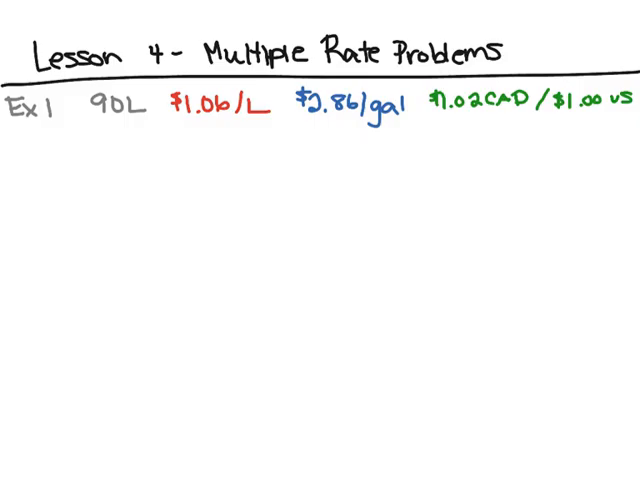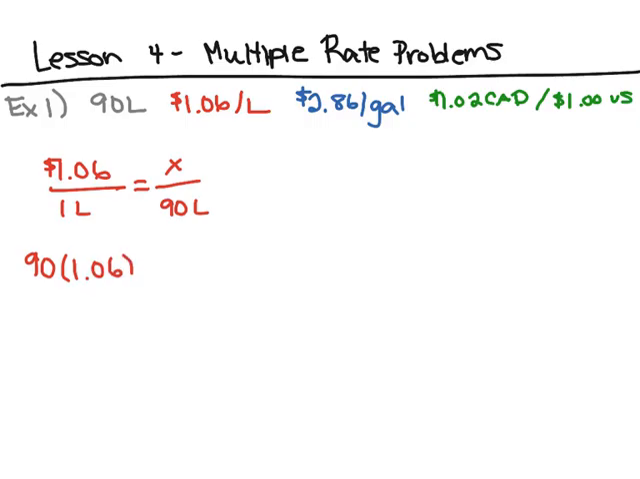So first, we need to figure out how much it costs to fill up in his town. So we know it costs $1.06. It costs $1.06 for 1 liter, and we have a 90-liter tank. So we want to see how much it costs, so we're going to take 90 multiplied by $1.06, and you should get 95.40 when you type it into your calculator.